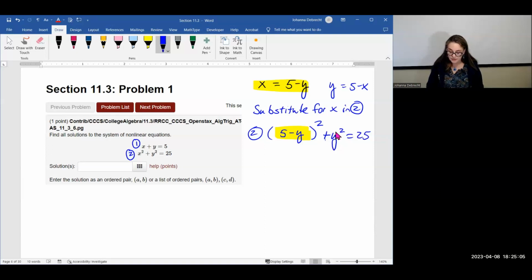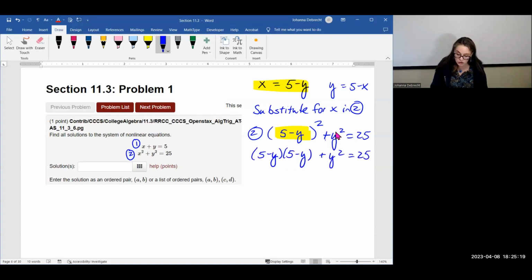In order to simplify this, I need to multiply out this binomial that's being squared. Now I find it easier to go ahead and write it twice. That helps protect me from making careless mistakes. So when I do the distributive property, or FOIL as we say in the US, I get 5 times 5, which is 25. The outside gives me a negative 5y, the inside gives me a negative 5y, and the last term gives me a y squared.